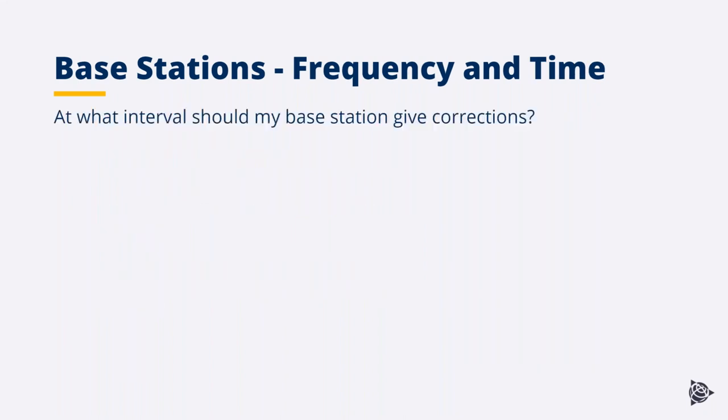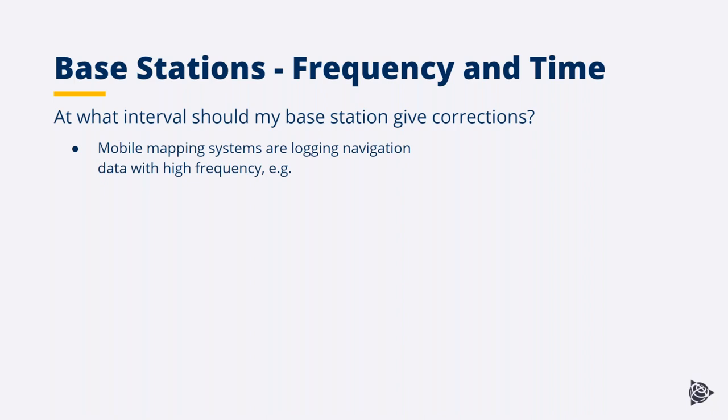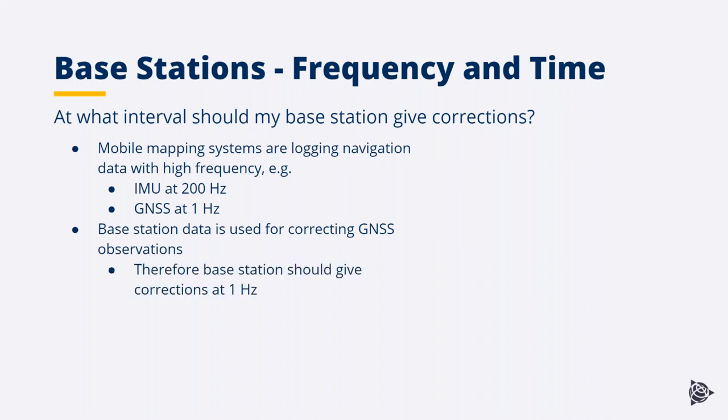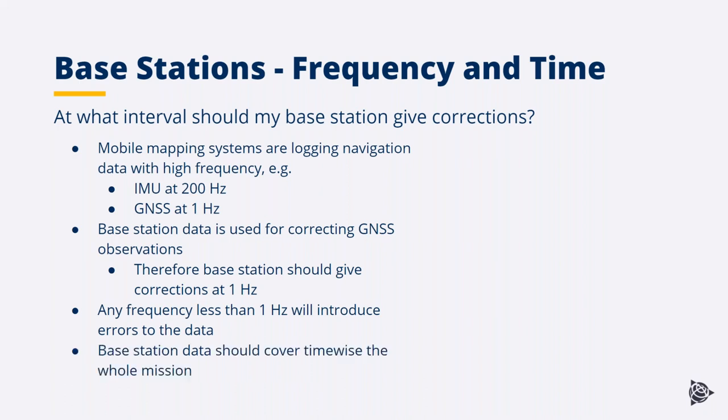Right, next thing: at what interval should my base station give corrections? If we think of the mobile mapping systems of Trimble, at least, they are logging navigation data at a very high frequency. For example, the IMU is logging at 200 Hertz, so 200 times per second. And the GNSS is getting 1 point every second. And in POSPac, we are correcting this data with the base station. Therefore, the base station should also give corrections at 1 Hertz. For example, if we get corrections with only a 15-second interval, anything between those 15 seconds is not corrected properly. So you will get some errors in the data if you use anything less than 1 Hertz. Also keep in mind that the base station data should cover time-wise the whole mission from the start to the end.